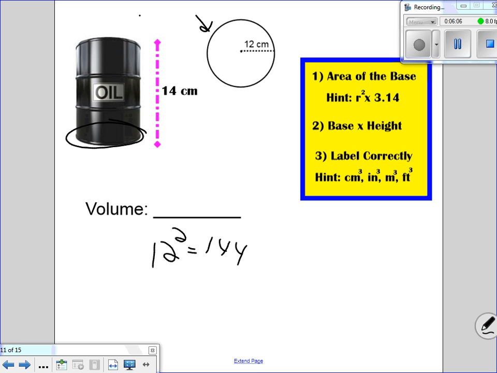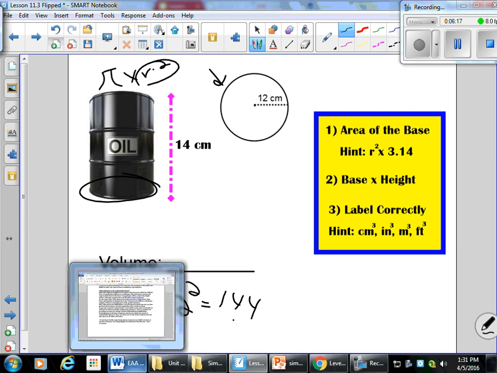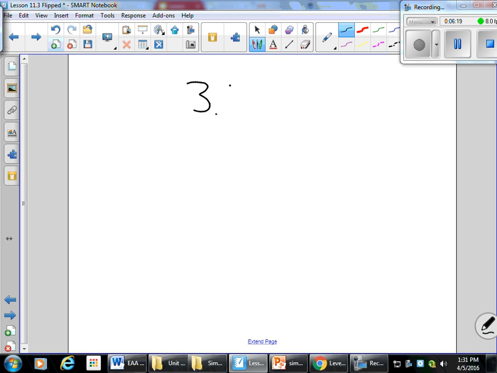Once I've done that, I have to multiply, because we're doing pi times radius squared, right, kids? Well, this radius squared right here is 144. We're going to go 144, 3.14, I apologize, times 144. Watch closely with this problem. 4 times 4 is 16. 4 times 1 is 4, plus 1 is 5. 4 times 3 is 12.